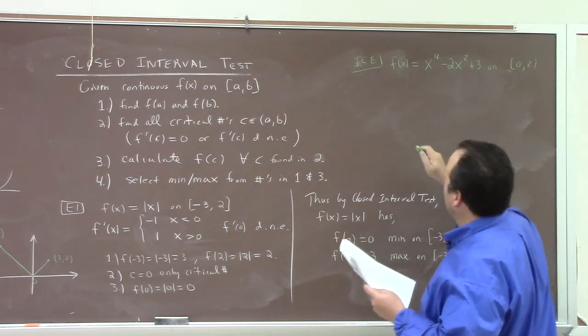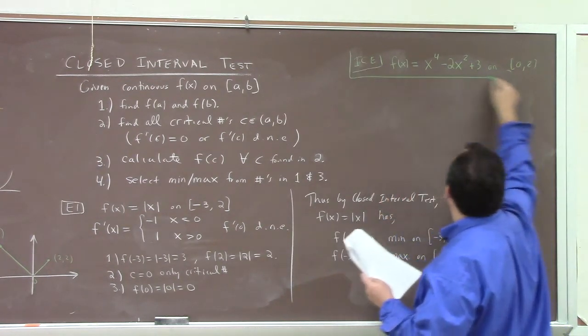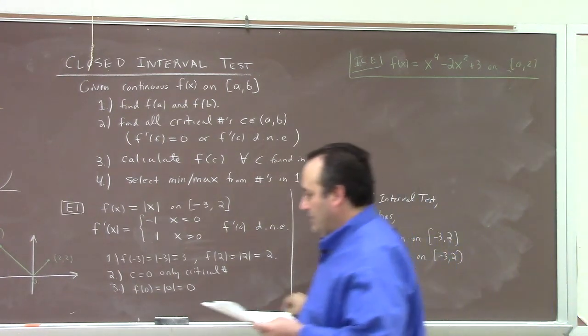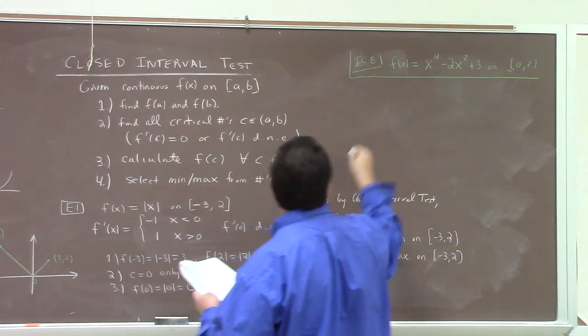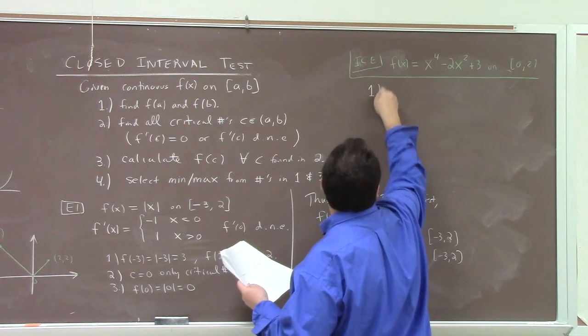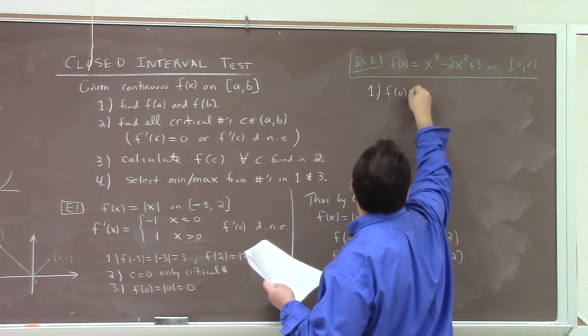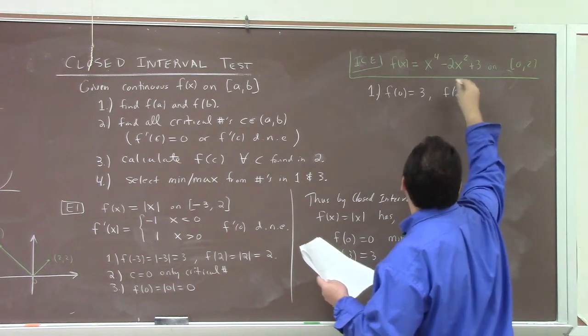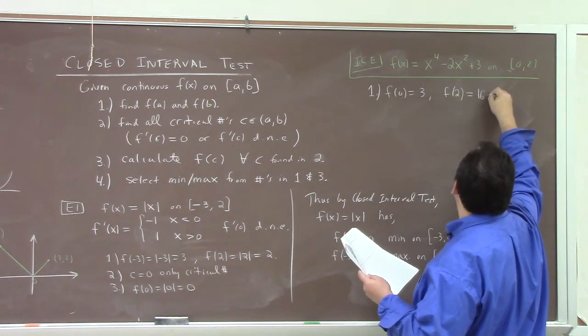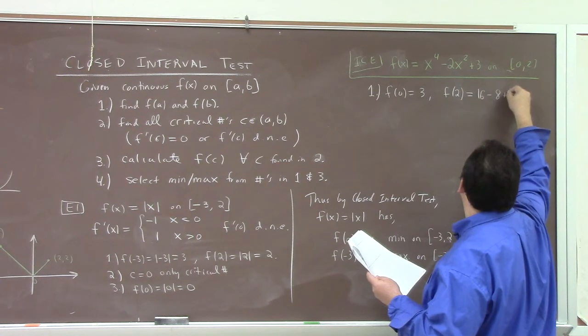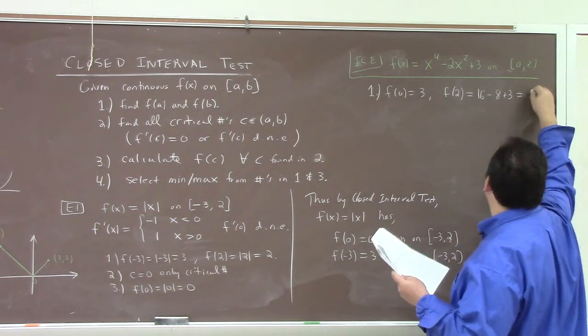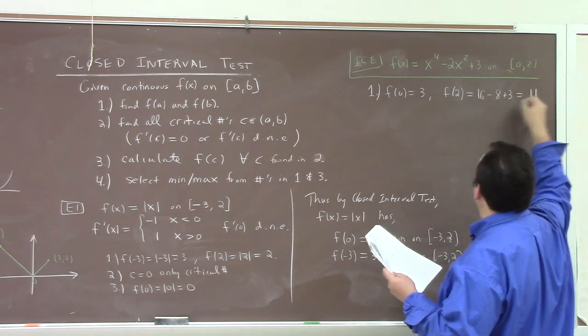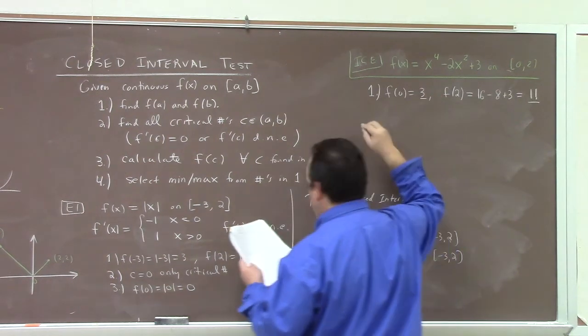All right, so I'll try to follow my algorithm this time. Step number 1, let's calculate the value at the endpoints. So f of 0 is 3. F of 2 is 16 minus 2 times 4, which is 8, plus 3. So that looks like 11, right? So we got 11 and 3 at the endpoints.